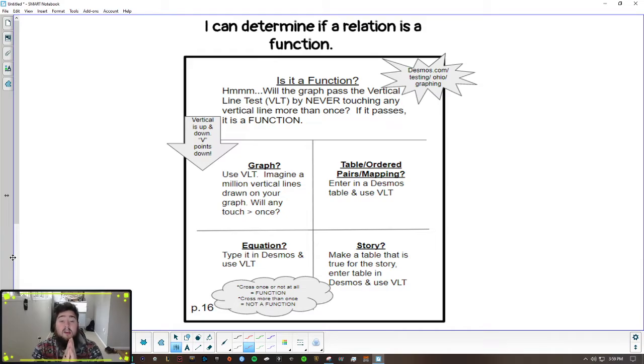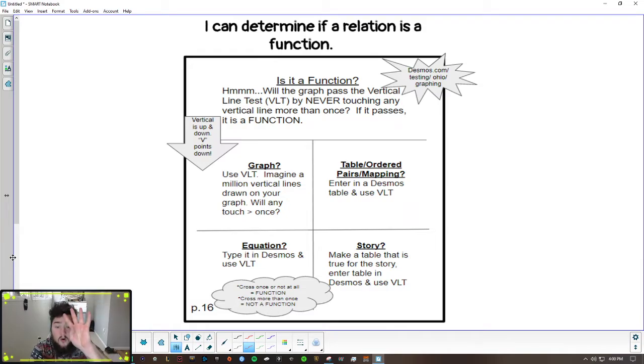We know we're going to pass the vertical line test as long as our vertical line never touches our graph more than one time. It can touch one time, no more than once. If our relation passes the test, then we're allowed to say that relation is a function. Not all relations are functions, only the special ones.